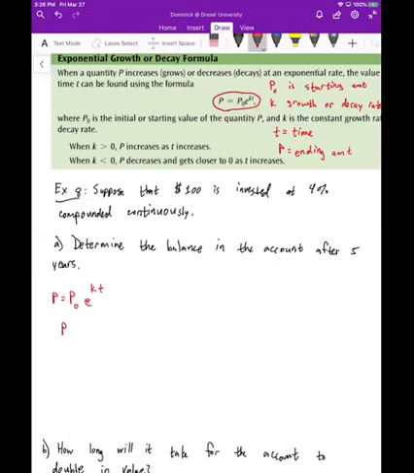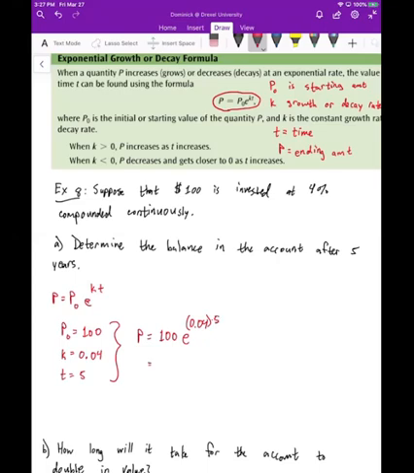Well, what's our starting amount? Our starting amount is $100. Our growth rate, our k, is 4%, so as a decimal, that's 0.04. And t, we're given, is 5 years. So using all this information, we now can say that our ending amount P is equal to 100 times e to the k, which is 0.04, times t, which is 5.